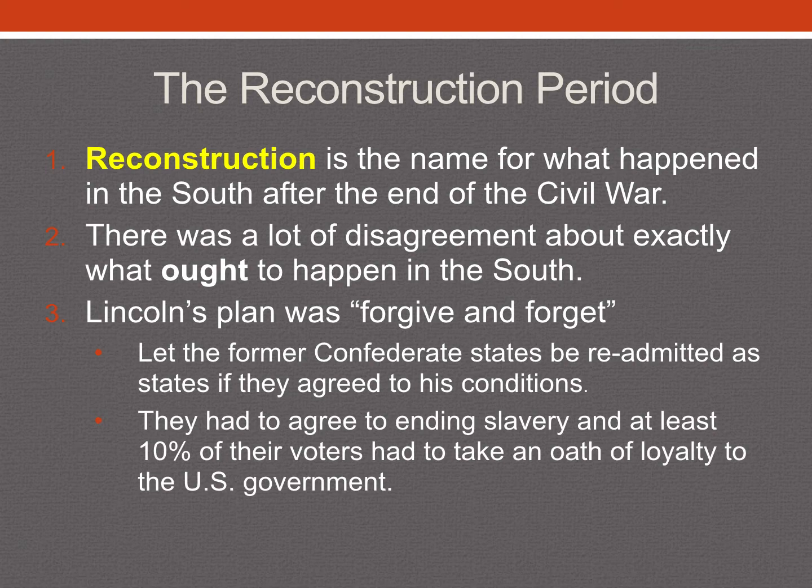First, they had to agree to end slavery. And he also wanted at least 10% of their voters to take an oath of loyalty to the United States. At least 10% of the people who were eligible to vote would have to take an oath saying that they promise they're loyal to the U.S. They won't advocate for secession going forward.